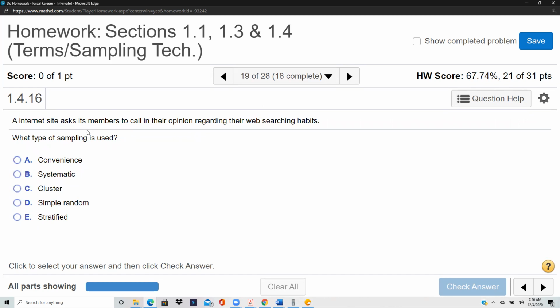An internet site asks its members to call in their opinion regarding their web searching habits. So here, you're not even going out anywhere. You're just asking people to call and tell their opinion. So that's a lazy person's approach. So that's convenience.